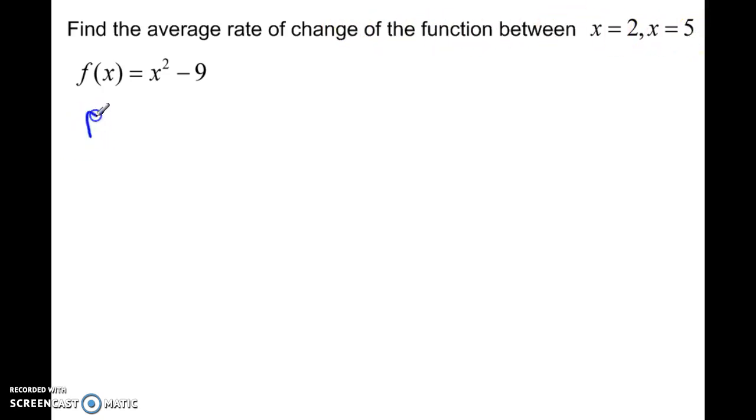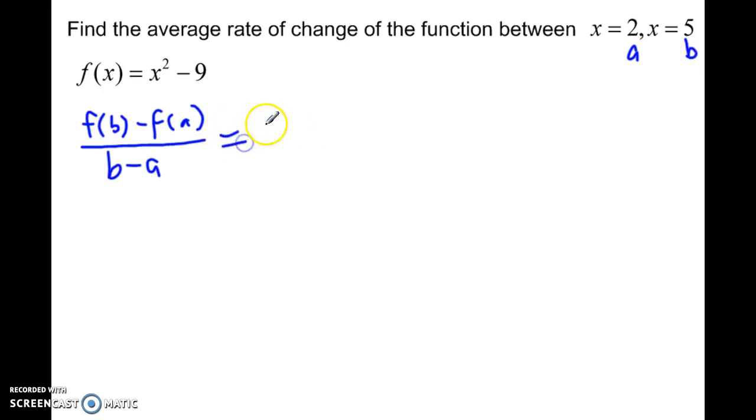So we're going to use the formula f of b minus f of a over b minus a. We're basically given a and b. It doesn't matter which one you choose as what. I'm just going to choose 2 as a and 5 as b. Writing this down, this is our function f. So this would be f of b, which is f of 5, minus f of a, which is f of 2, over 5 minus 2. That's b minus a.